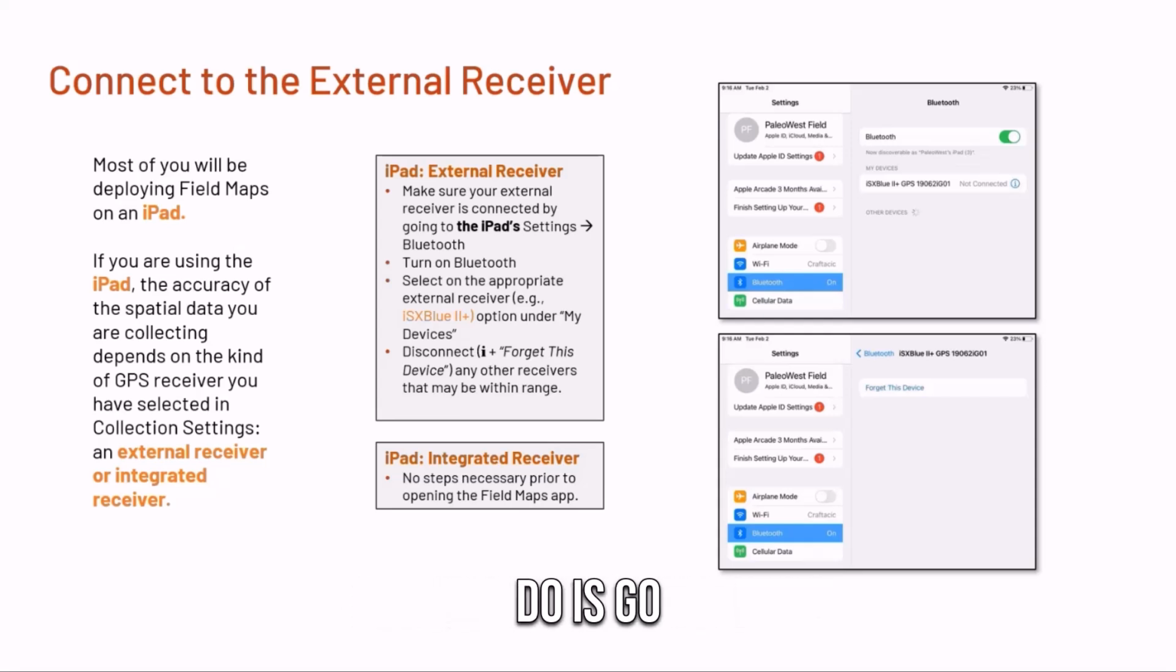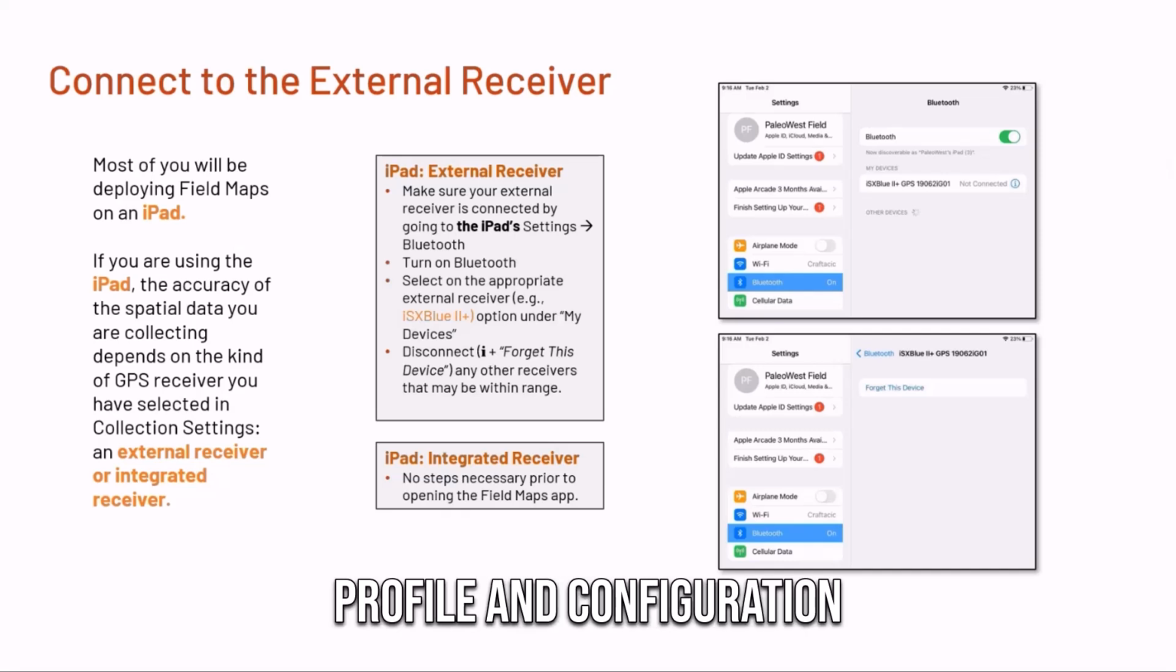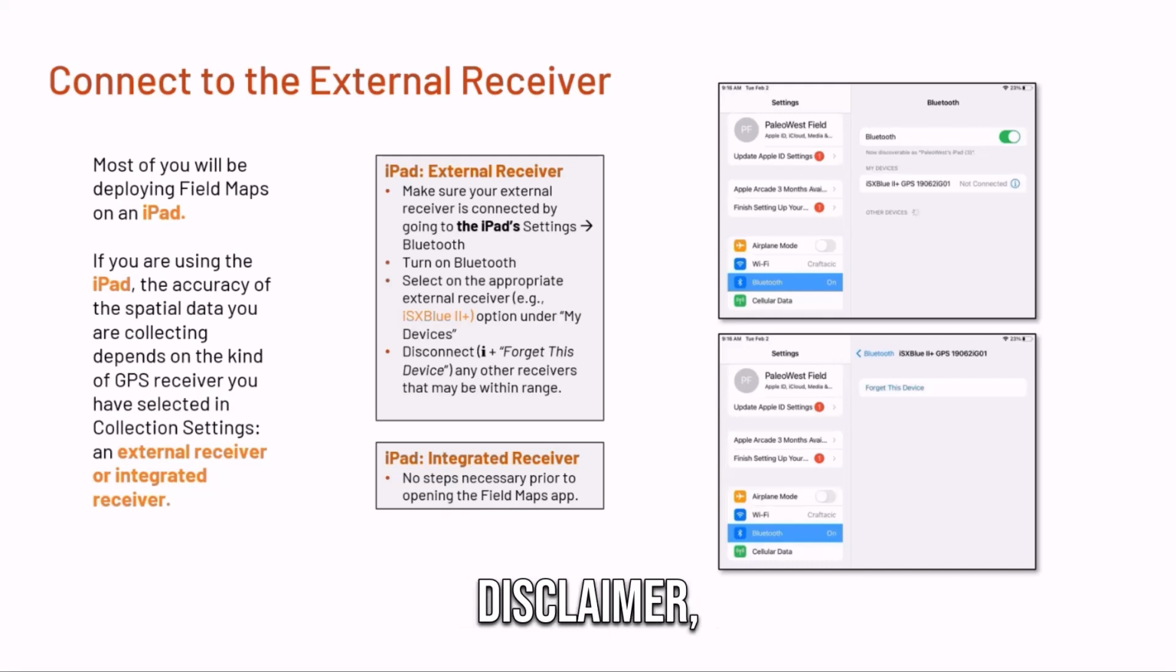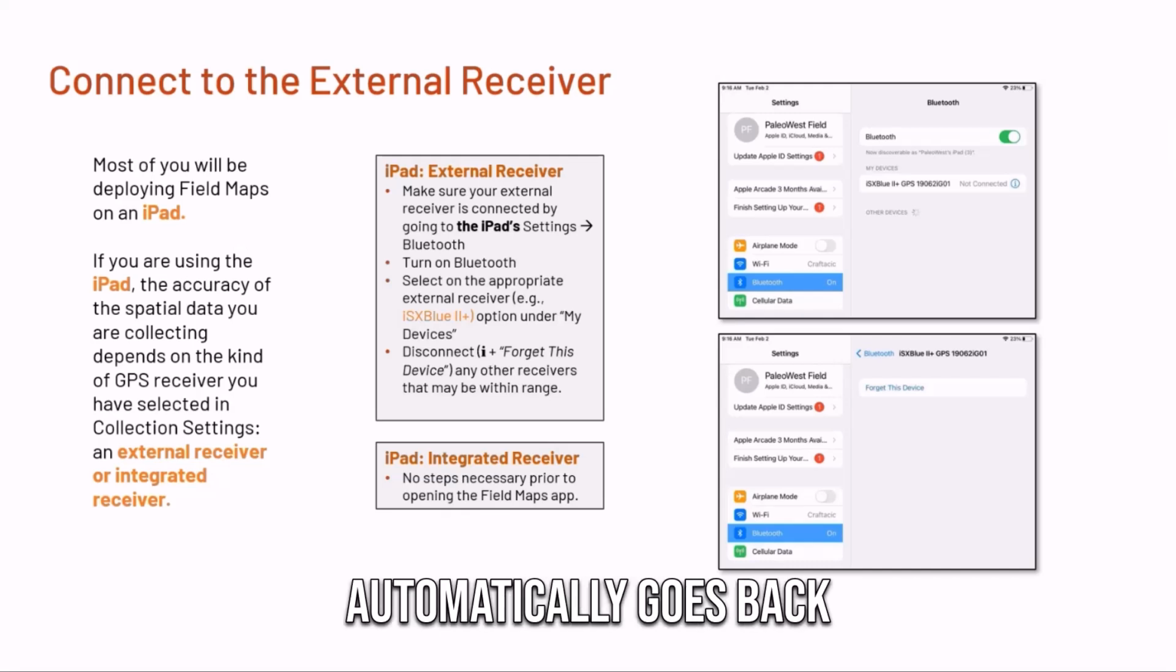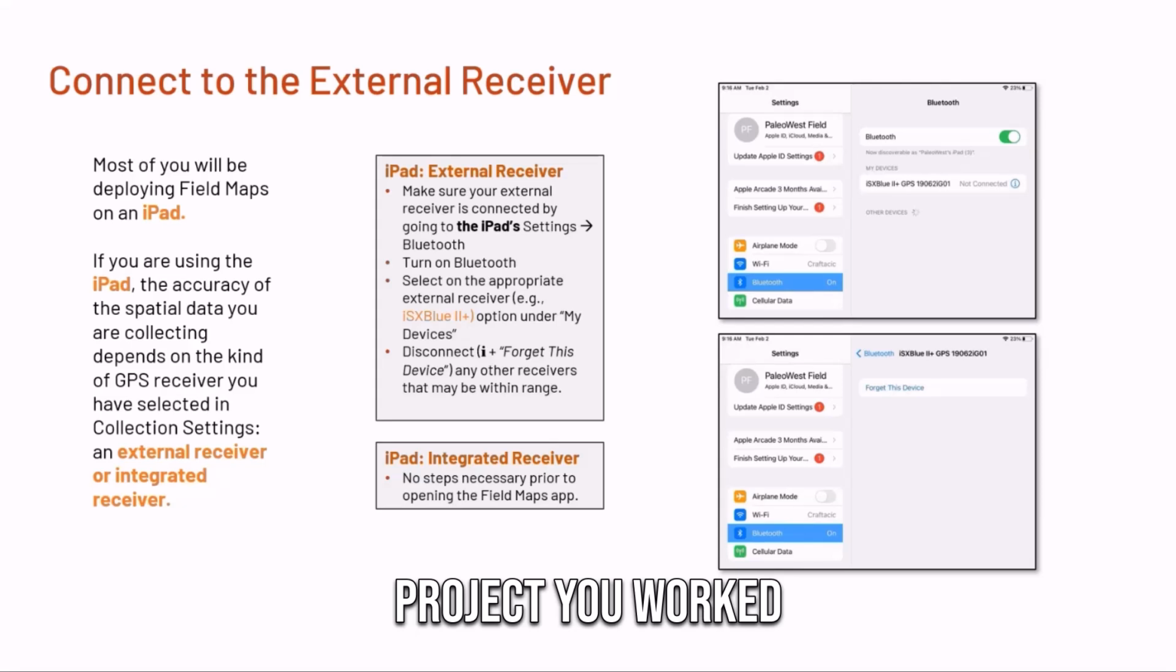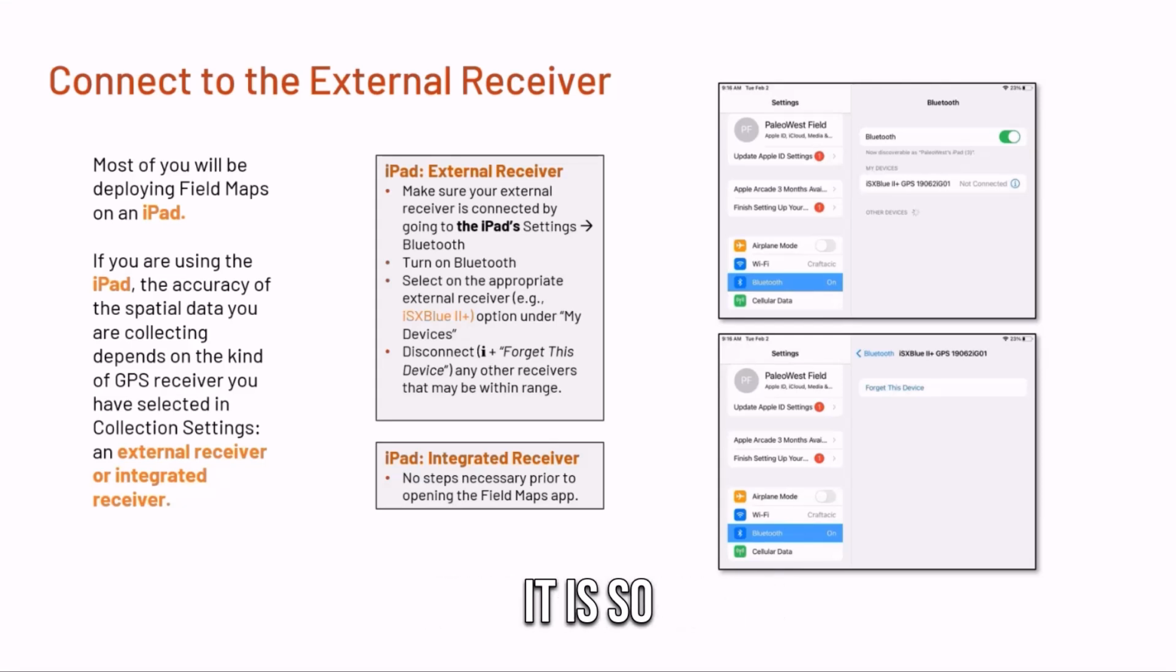The first thing you want to do is go into your profile, which you can see, it's going to be this little person icon in your top left. That's where all of your profile and configuration settings live. Disclaimer, whenever you open Field Maps, it automatically goes back to the last project you worked on. Unfortunately, that's just how it is. So all you have to do is click this backward maps button to go back to this main menu. But from there, you can access your profile and all your settings.